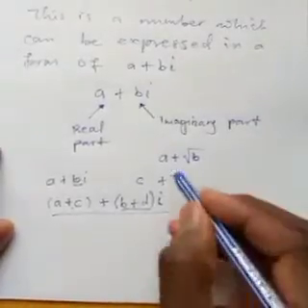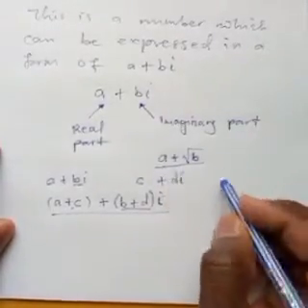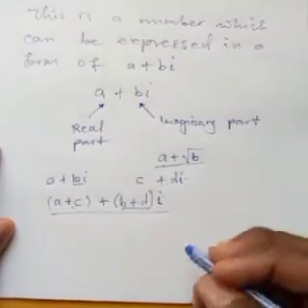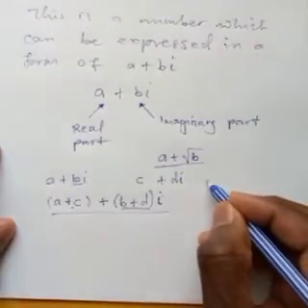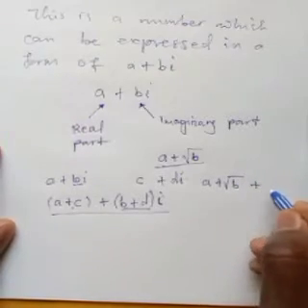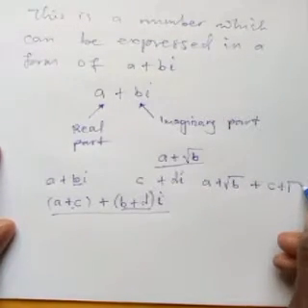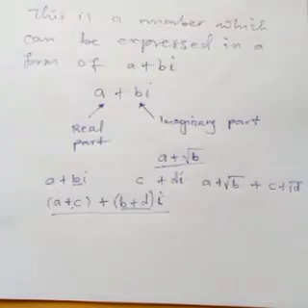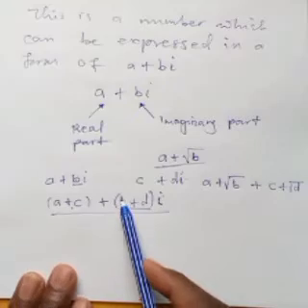Okay, this also applies to surds. If you're adding surds, you find that the number you're going to get has to be in the form of a surd. If you have a plus root of b, plus c plus root of d. So what you're going to understand, under surds, is that it has to come in a different way as compared to this.